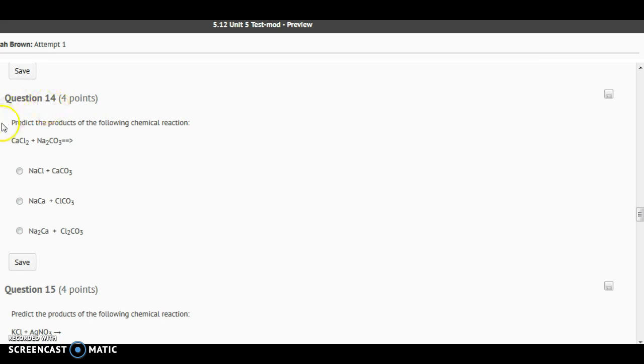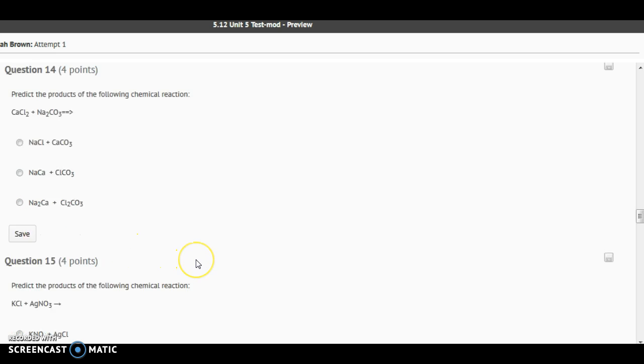Question 14. Predict the products of the following chemical reaction. CaCl2 plus Na2CO3 yields A, NaCl and CaCO3, B, NaCa plus ClCO3, or C, Na2Ca plus Cl2CO3.